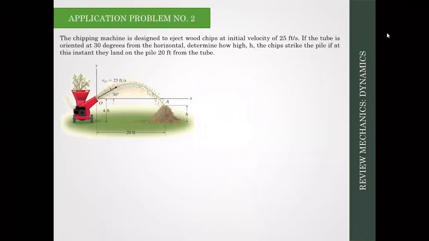Next. Okay. So we have a chipping machine is designed to eject wood chips at initial velocity of 25 feet per second. If the tube is oriented 30 degrees from the horizontal, determine how high the chips strike the pile if at this instant they land on the 20 feet pile. Okay. So again, consider natin na ito yung location ng ating origin.